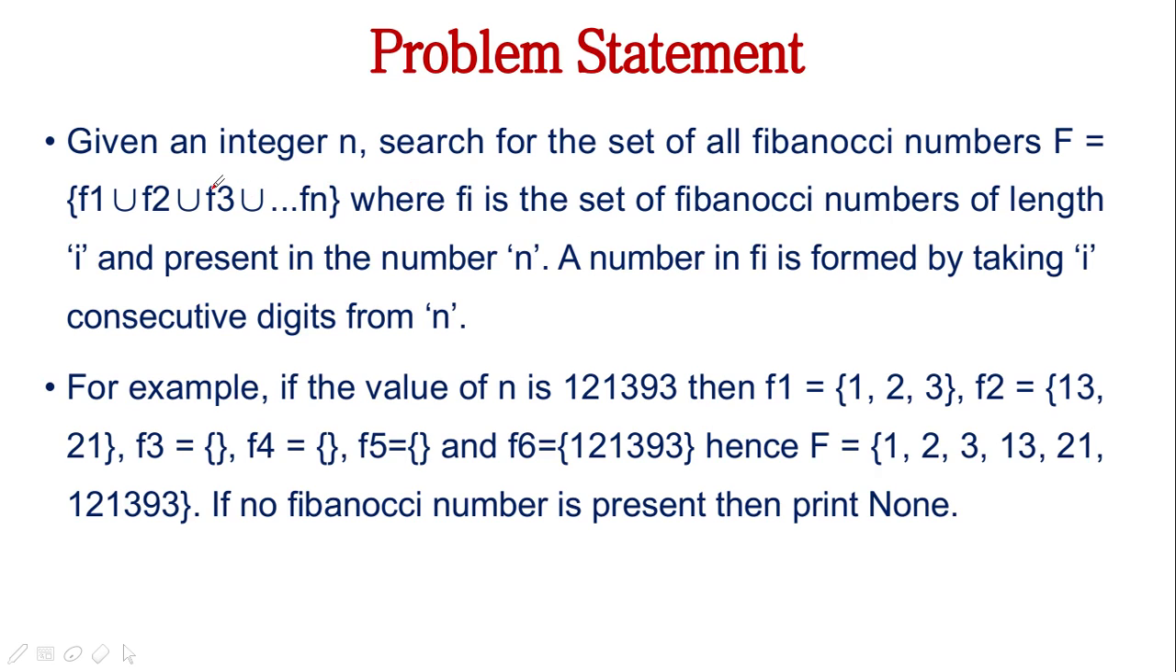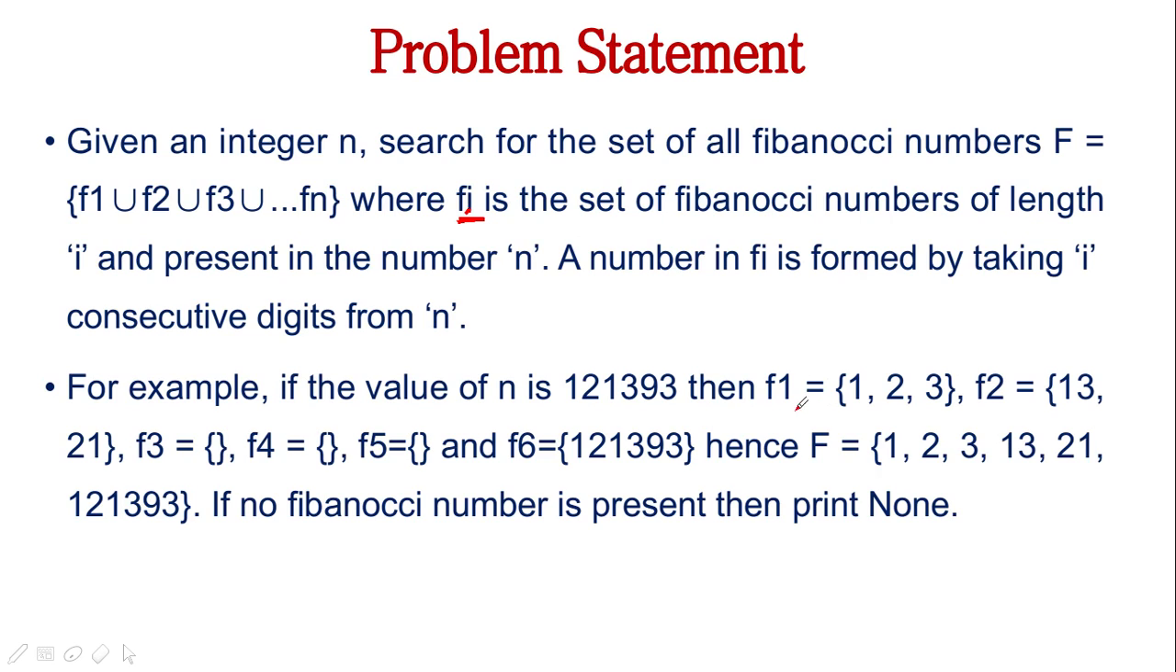It is given like subsets f1 union f2 union f3 up to fn, where fi is going to be the set of Fibonacci numbers of length i present in the number n. And a number in fi is formed by taking i consecutive digits of n. So if you are given a number 121393, then you have to check whether 1 is in the Fibonacci series, 2 is in the Fibonacci series, and so on. Okay, 3, 9, 3 and so on, right?